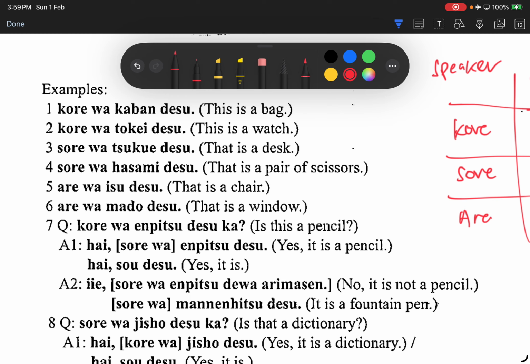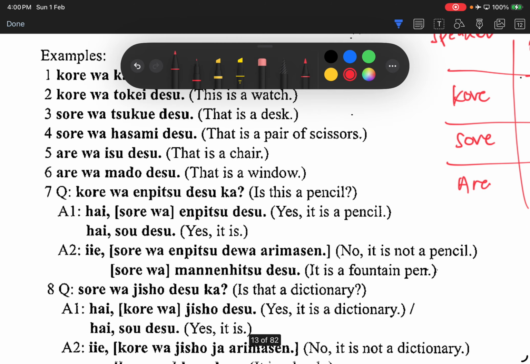これは時計です。Number 3. それは机です。So それ becomes that. So that is a table. Number 4. それはハサミです。So that is a scissors. You realize they don't use the pair. In English we say pair of scissors, but in Japanese we don't say pair of scissors. We don't need to. There is pair in Japanese, but for scissors we don't say pair.